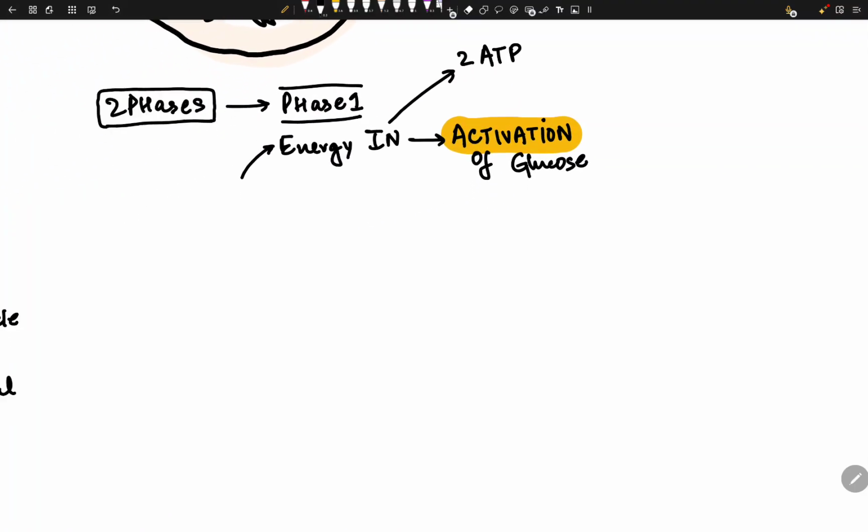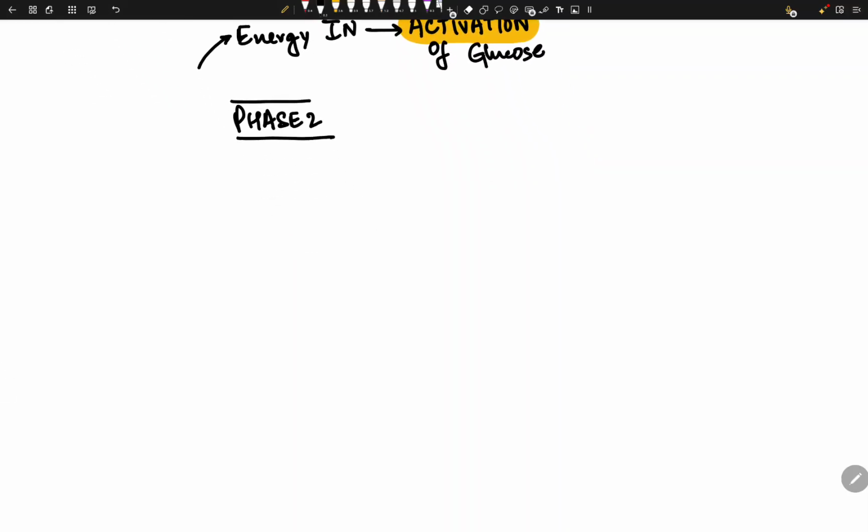Now let's go to phase 2. So this is phase 2. Now we are in phase 2. This phase is the energy payoff phase. We get the energy back. We are getting it back now. Payoff, right?